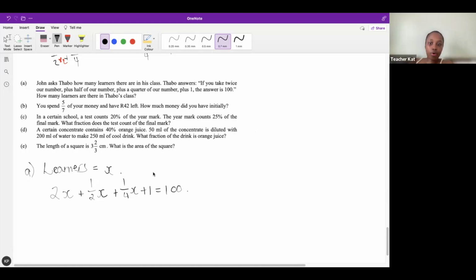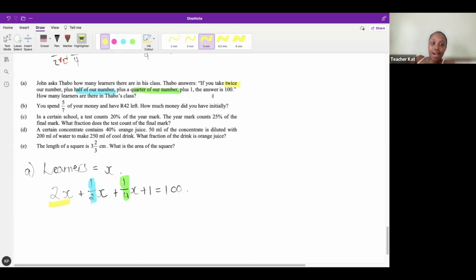Tebogo is lost. Okay, Tebogo. Remember, we don't know how many students there are, right? So we're going to give them a letter. I am deciding I'm going to call them X. I'm giving them a letter because we don't know what they are. So if you take twice our number, twice means what? Times 2. So that's what I did over there, right? And then he said, plus a half of our number, so it's half times X. Plus a quarter of our number, so it's a quarter times X.